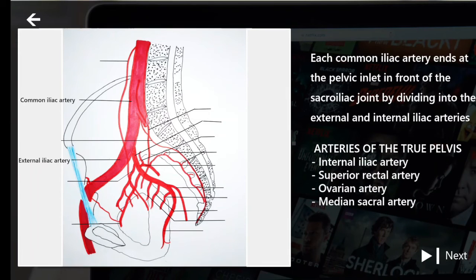Arteries of the true pelvis. The following arteries enter the pelvic cavity. The internal iliac artery passes down into the pelvis to the upper margin of the greater sciatic foramen, where it divides into anterior and posterior divisions. The branches of these divisions supply the pelvic viscera, the perineum, the pelvic walls, and the buttocks. The origin of the terminal branches is subject to variation.